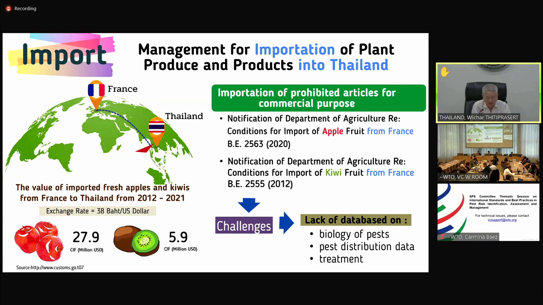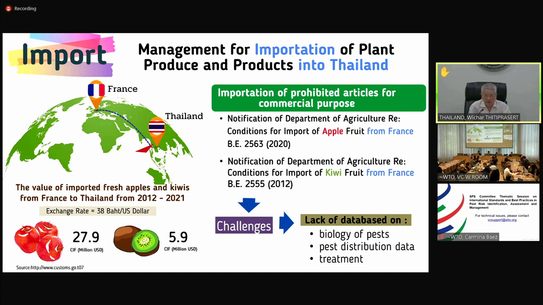With this objective, I would like to present an example on how to manage the risk of imported articles into Thailand. In 2012 and 2020, Thailand and France agreed and established procedures and conditions for importation of fresh apple and kiwi fruits, respectively, into Thailand. After an intensive consultation, both countries agreed on the terms of exportation of apple and kiwi fruits from France into Thailand. This is an example of how we deal with pest analysis in international trade.